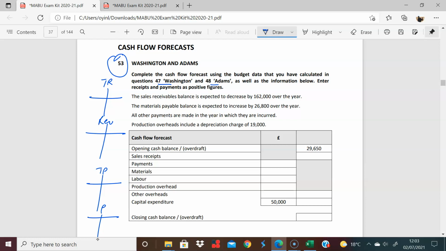You see here, at the beginning of the story, it says the sales receivable balance is expected to decrease by 162 over the year. So the opening balance could have been anything, any two numbers with a difference of 162. But let's take the simplest scenario where we have nothing and then a carry down figure of 162. Sorry, it says it'll decrease. So it's 162 at the beginning and then nothing at the end. It goes from 162 to nothing. That's the principle. That's the double entry.